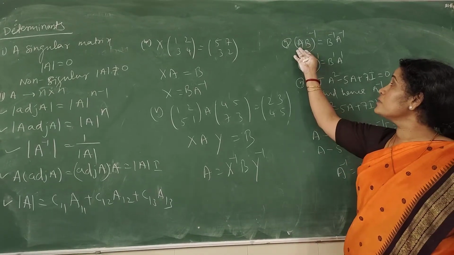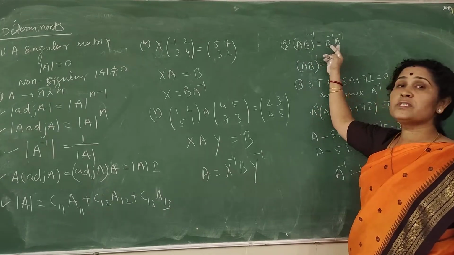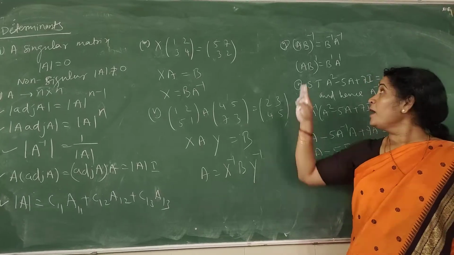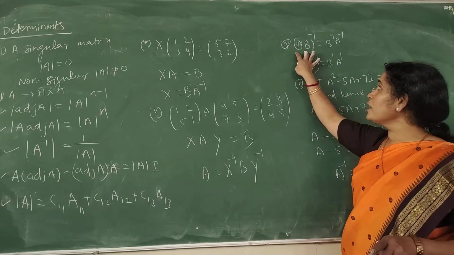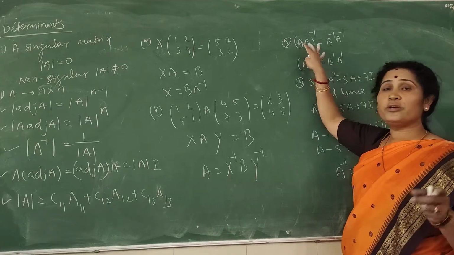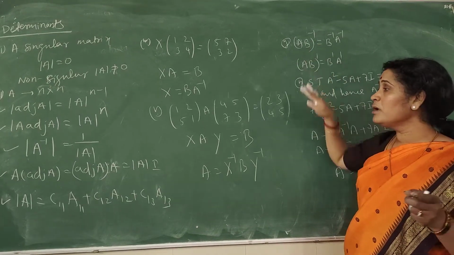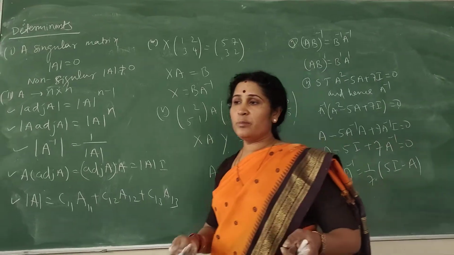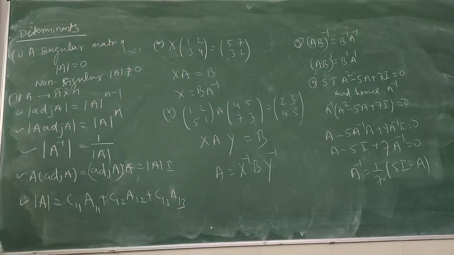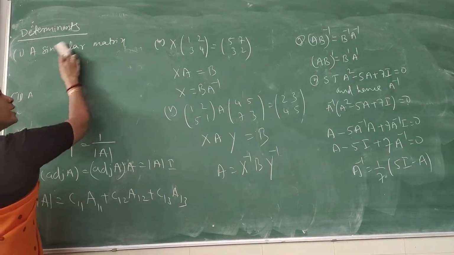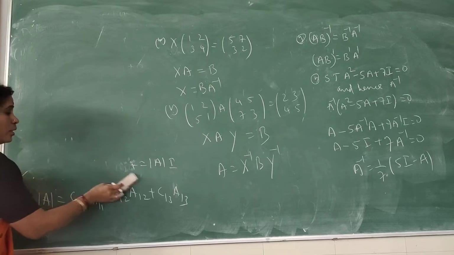Otherwise, if they ask (AB) whole inverse equal to B inverse A inverse, you can even use the shortcut method whatever I told you: find out AB first, then 1 by determinant of AB into interchange the main diagonal, change the sign of the non-diagonal. You can use it here. Are you clear? Determinant, the main thing is the properties, so you have to take care of it. Let me explain the matrix method first, then I will come to properties.